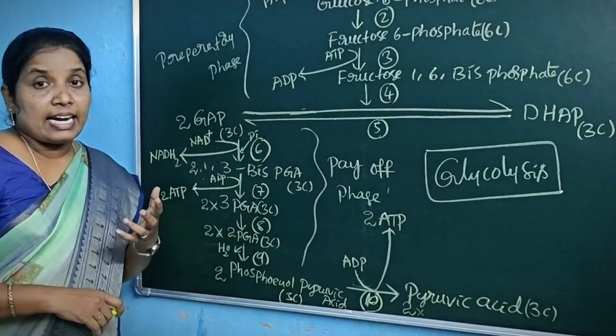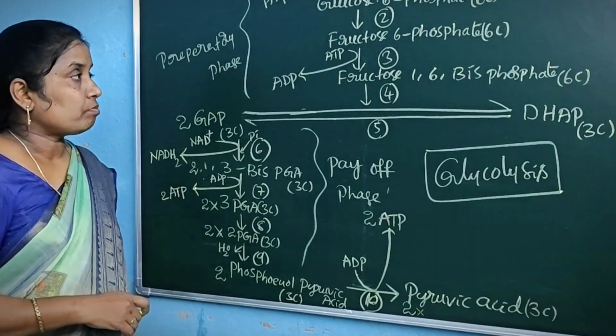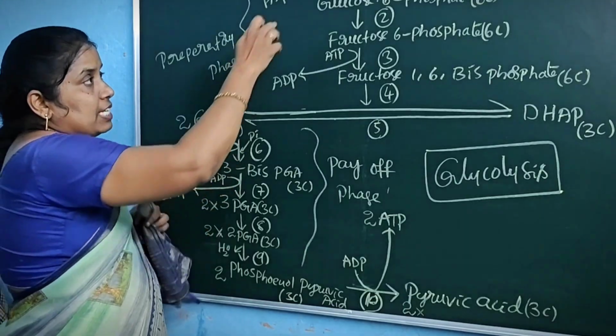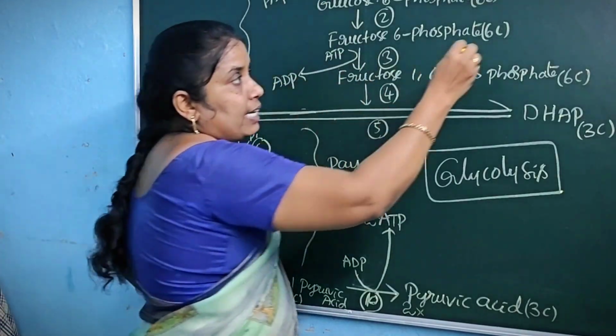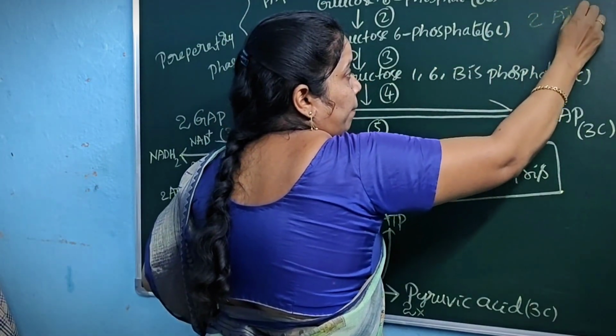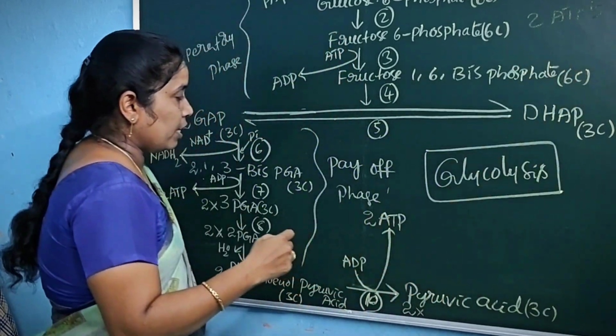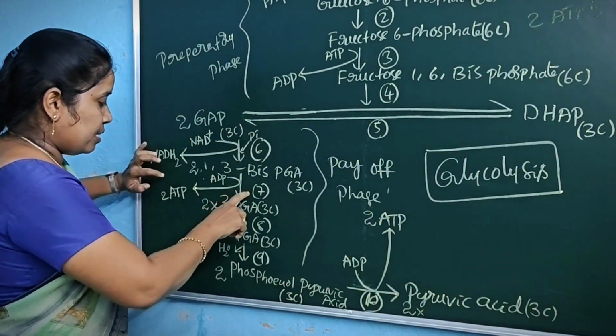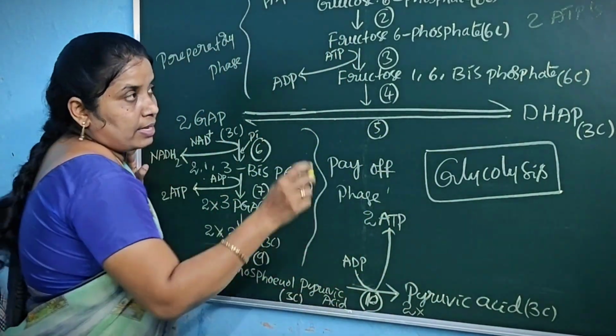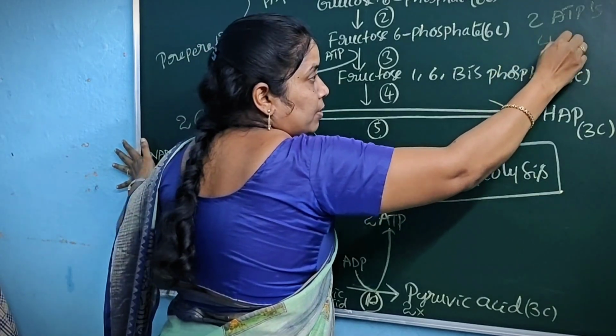So let's see the energetics of this cycle. In the first and third steps, 2 ATPs are utilized. In the 7th and 10th steps, we got 4 ATPs.